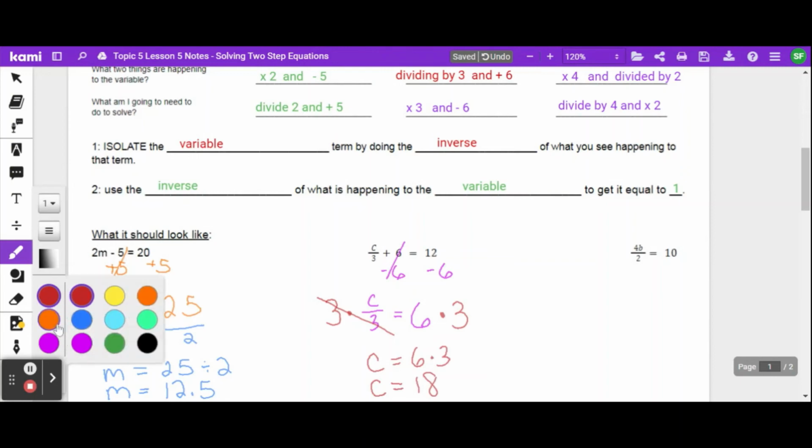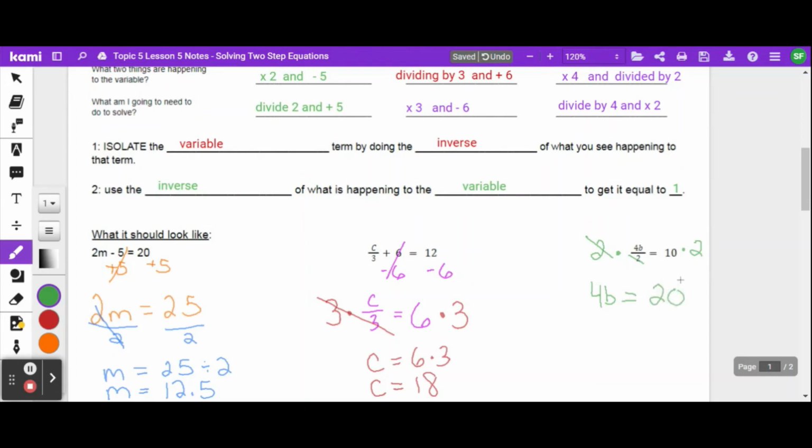If we look at the last example over here on the far right, 4b divided by 2 equals 10. The first thing I'm going to do here is multiply both sides by 2. And you will see that this will allow my 4b to be isolated on the left-hand side. If I do this correctly, the 2's are going to cancel. That leaves me with the 4b by itself. Over on the right-hand side, we have 10 times 2, which of course is 20.